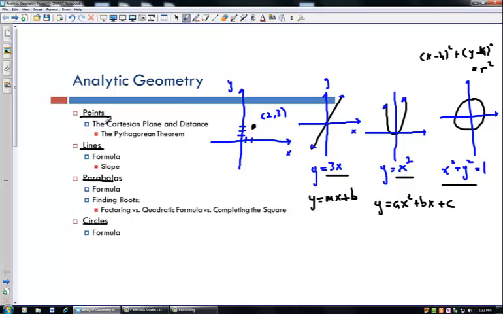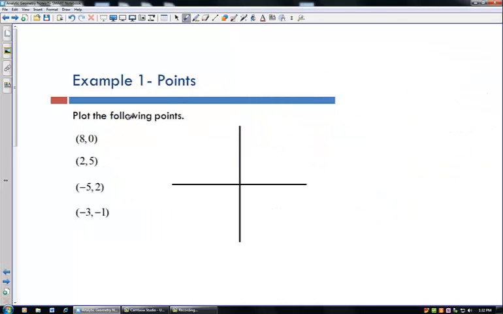So let's start here with the Cartesian plane. And down here, we can do an example using the Cartesian plane, and we can plot the following points. Hopefully this is just review. If I want to plot the point 8 comma 0, the 8 is the x stuff, and the 0 is the y stuff. So it says basically go over 8, so 1, 2, 3, 4, 5, 6, 7, 8, and then go up 0. So right here is the point 8 comma 0.